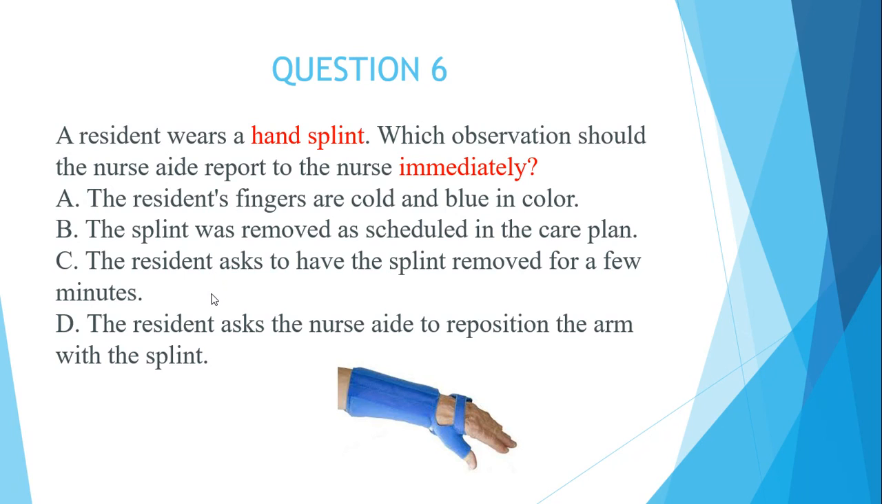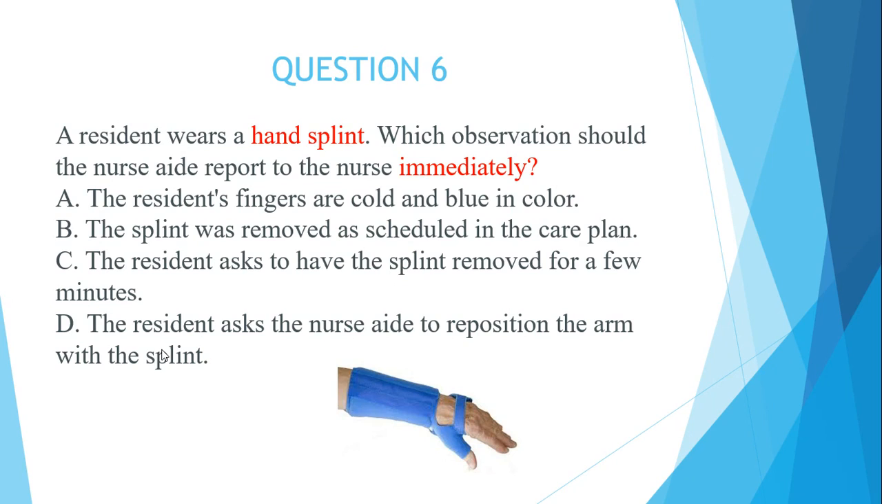The resident asks the nurse aide to reposition the arm with the splint. If the person cannot reposition the arm, probably she will ask you for assistance, which is okay. Now, we have A and C to choose from. Which one do you think you have to report immediately? C might be that this is so uncomfortable for this patient. We have to report to the nurse.